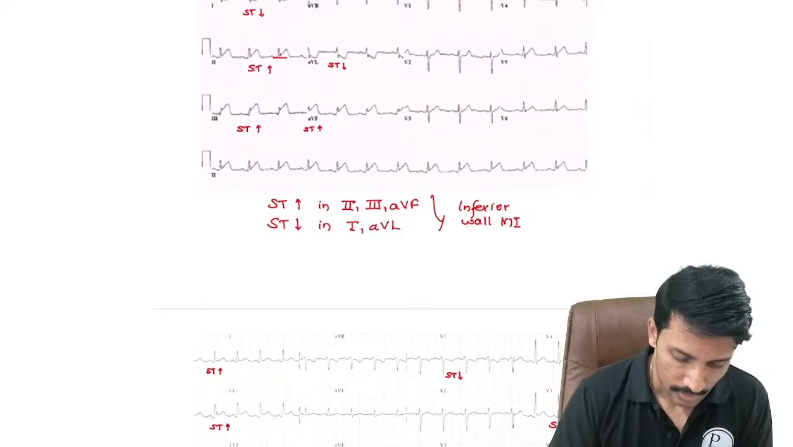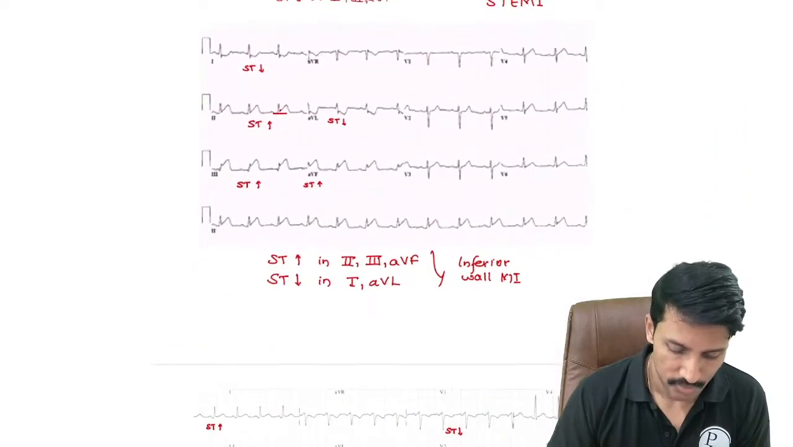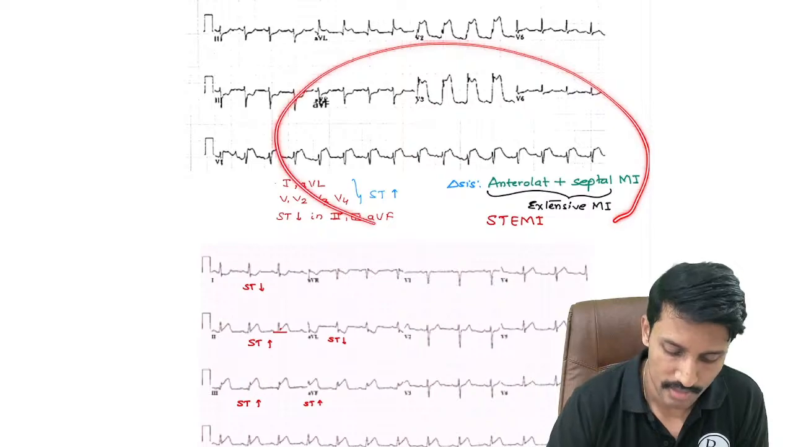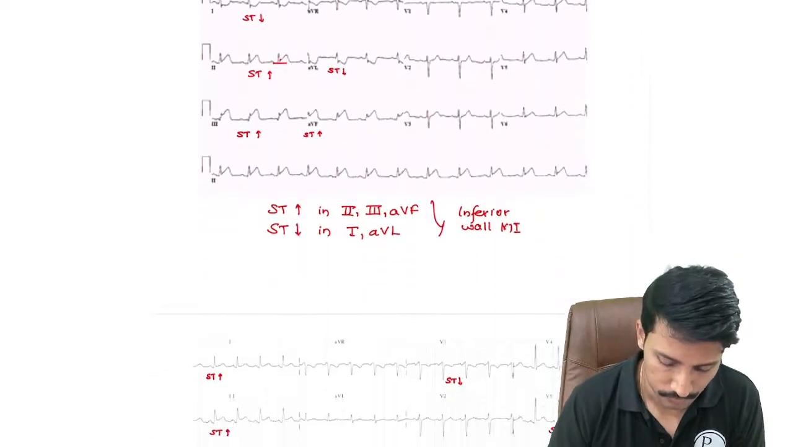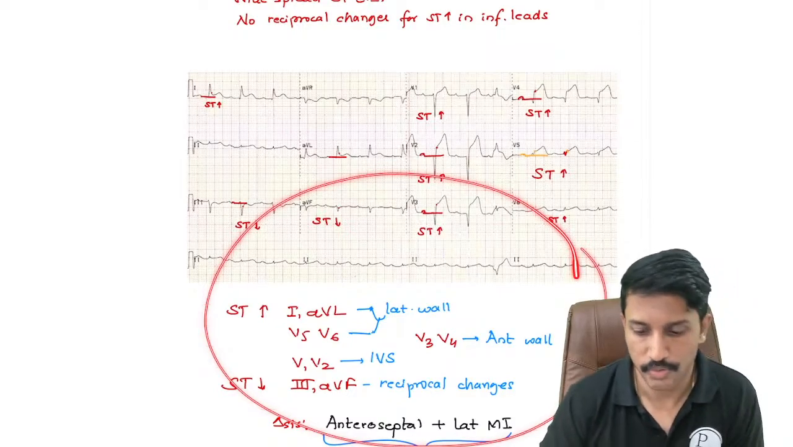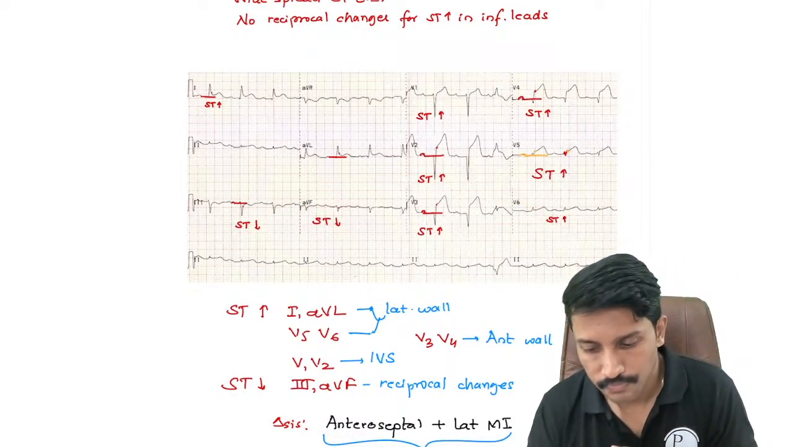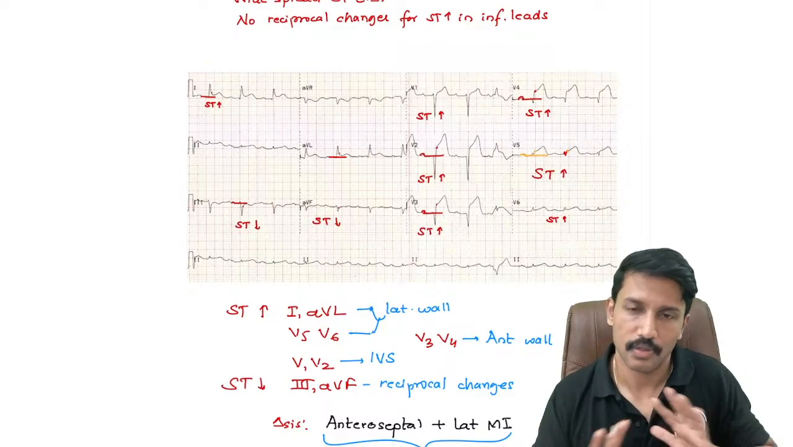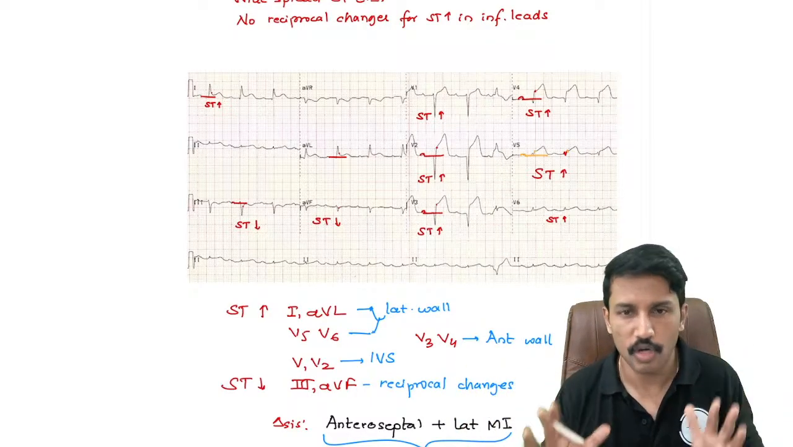Okay. Now, in all these ECGs we saw, in this ECG, we concluded that the patient had inferior wall MI. Here, anterolateral and septal MI, or extensive MI. Here, no MI, right? Here again, extensive MI. Now, the only thing is, the ST elevation need not be in all leads, widespread.